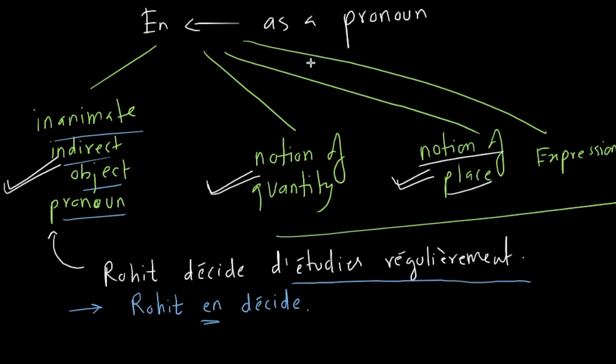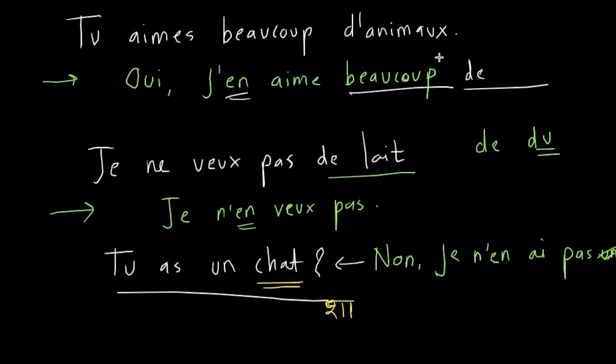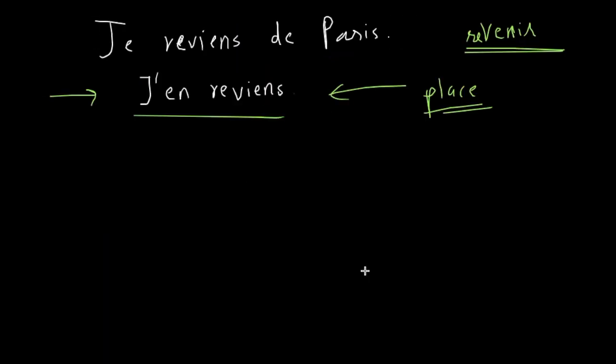So en as a pronoun is used to replace inanimate indirect object pronouns. It can also be used as a notion of quantity, or a notion of place. Tu aimes beaucoup d'animaux ? Oui, j'en aime beaucoup. Now, I don't think you need that here again. We covered all these conditions of using en, where it is used as a place, right? Je reviens de Paris. J'en reviens.